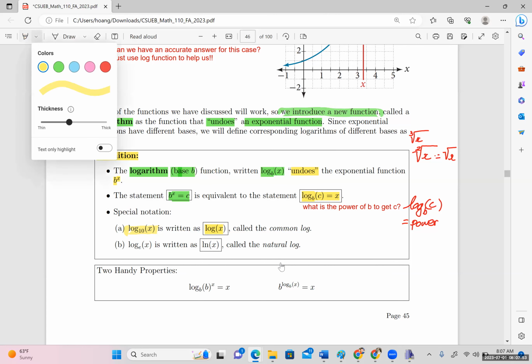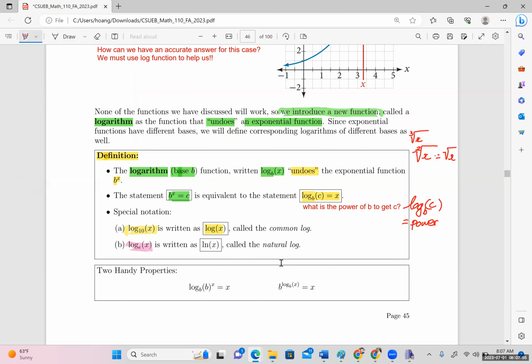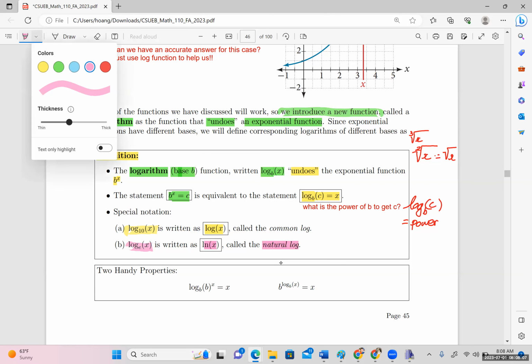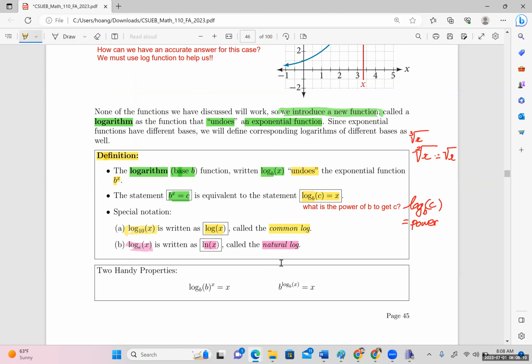Okay, let's use other colors. Log base e can be written as ln of x, and we also call it the natural log. And log base 10 can be called the common log. All right, so there are two logs that have a special notation.